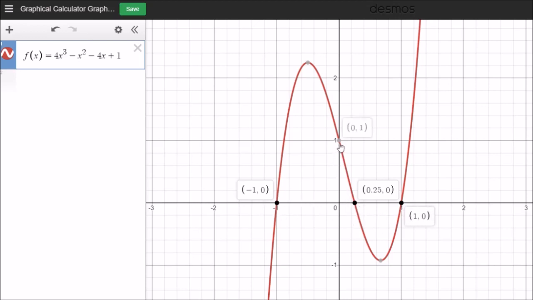The point it crosses the y-axis is along 0, up 1, and the turning point is minus a half, 2.25, and the other turning point is 2 upon 3, so that's 0.667, minus 0.926. So it's all worked out as we expected it to, and this is the graph of our polynomial function.